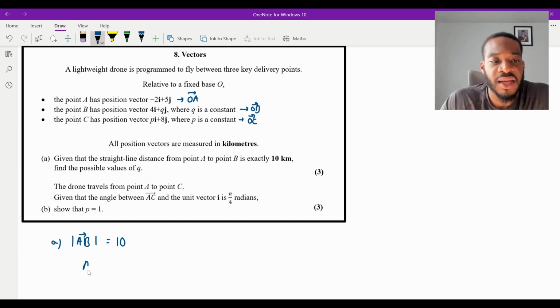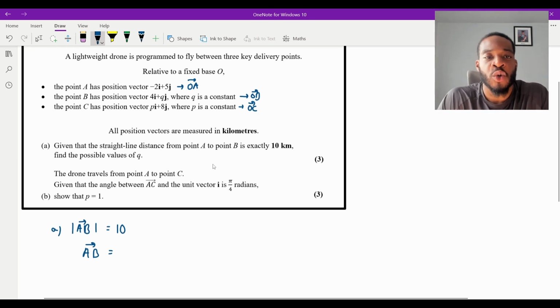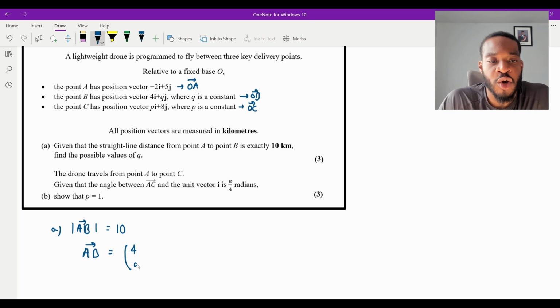So if I want the vector A to B, this is just B minus A, essentially, or A to O plus O to B, right? But I'll do B minus A. So what I'm going to do is put them in column vectors, just because it's easier for me to write. The position vector of B is going to be (4, q) in column form, and I'm going to take away the vector of A, which is going to be (minus 2, 5), isn't it?